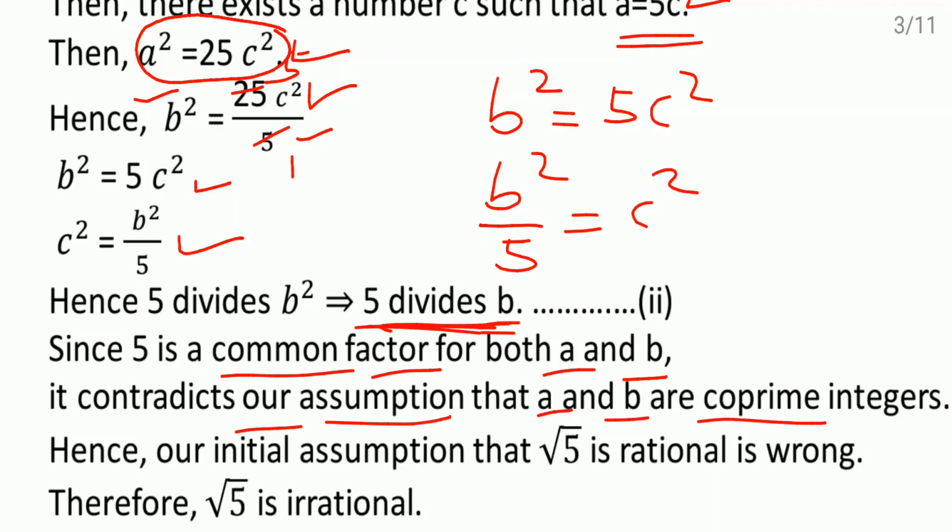Correct? In the starting we said they are co-prime. And now while doing the proof we came to know that a and b have a common factor, 5. So we are only contradicting our fact. Right? Hence our initial assumption that root 5 is rational is wrong. Therefore root 5 is an irrational number.